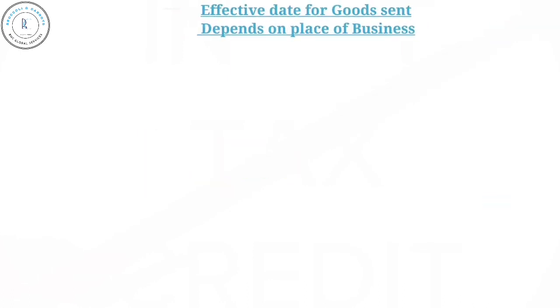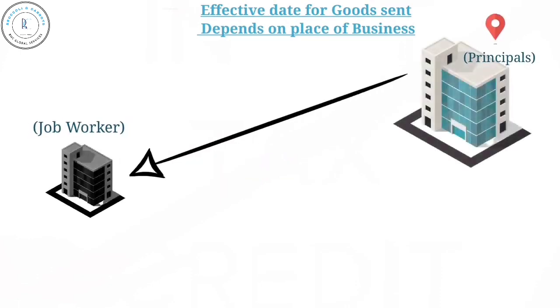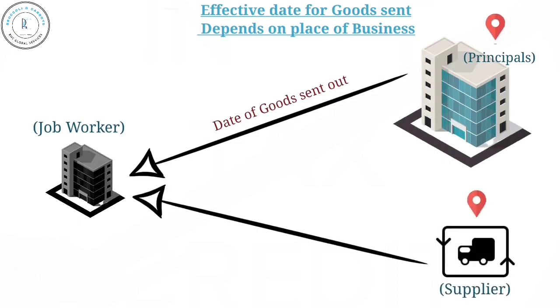Effective date for goods sent depends on place of business. Sent from principal's place of business: date of goods sent out. Sent directly from the place of supply of the supplier of such goods: date of receipt by job worker.